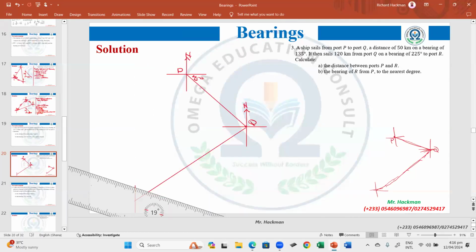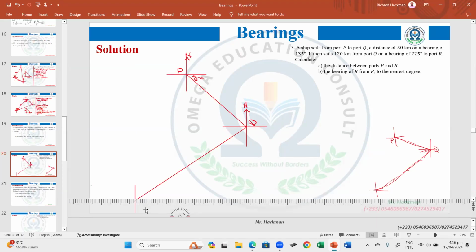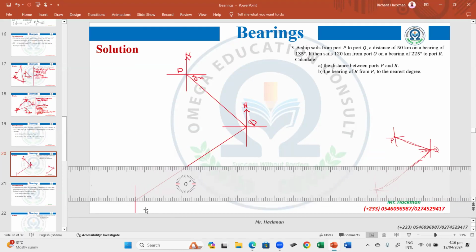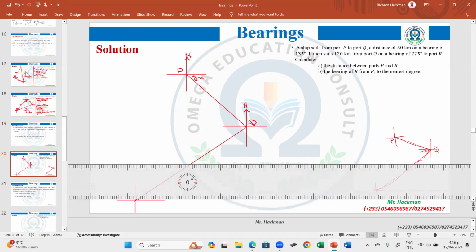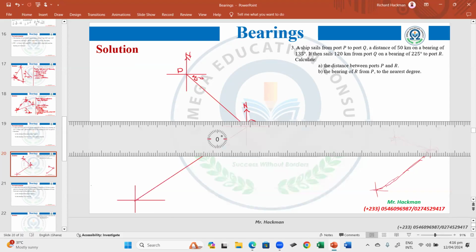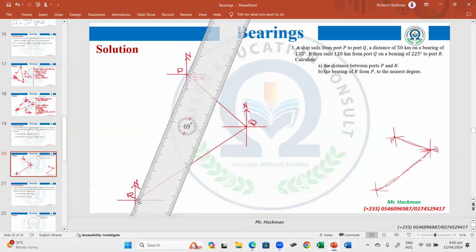So I come and indicate. Let me use the top since it's not going. So I'm going to get this. You should be doing the same thing as well. So I have my true north here. Then I have the point R. But now I will come and join R and P, then my triangle will be formed.